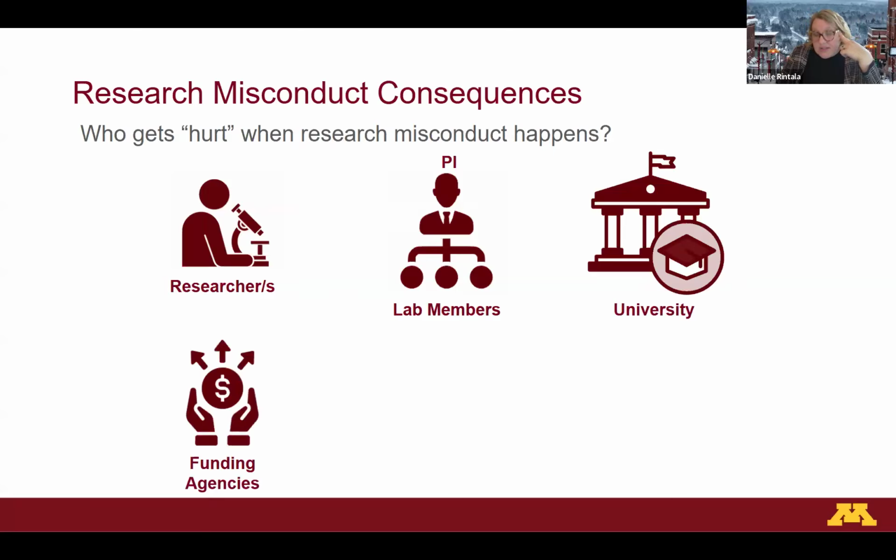There's the funding agencies. So the NIH, the National Science Foundation, Department of Energy, et cetera. Those are all the agencies that provide funding to us and organizations for that matter. They see when something happens in the research misconduct space, and it damages our relationships with them.